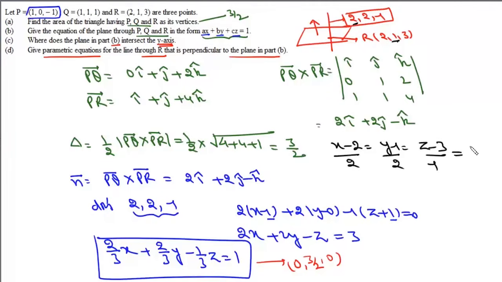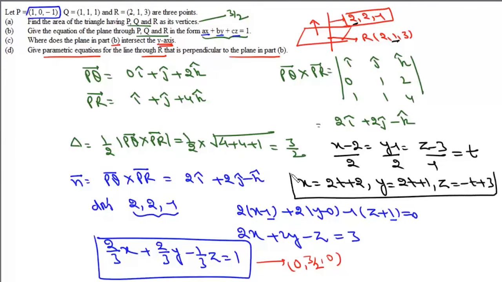And since we have to write this equation in terms of parameter t, we can write this as x equals 2t plus 2, y equals 2t plus 1 and z equals minus t plus 3. So this is the equation of line passing through R and perpendicular to the plane in parametric form. Now the question is, find the value of p so that these two lines are in the same plane, and for this value of p, find the point of intersection and equation of the plane containing them.